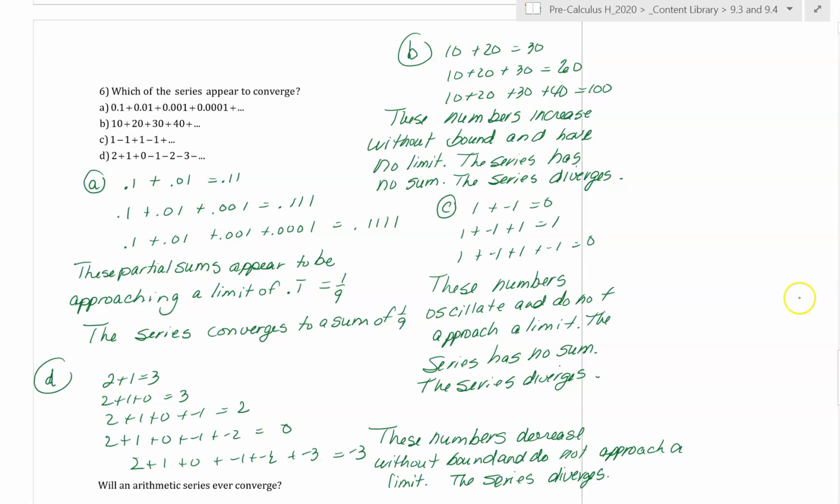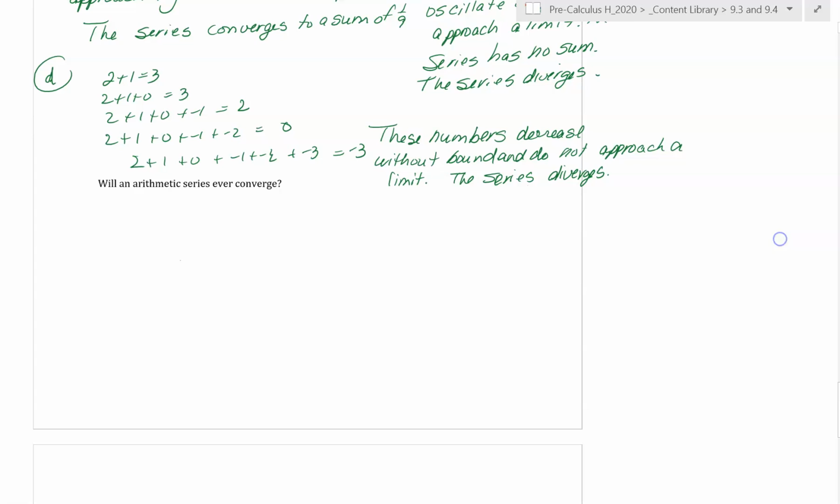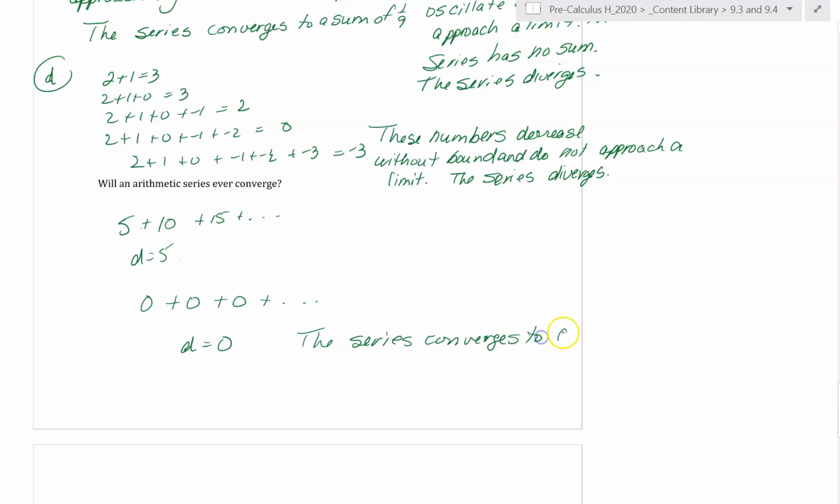So that makes you think, will an arithmetic series ever converge? Thinking about an arithmetic series, you might say no, because for example, if your common difference is 5, it just keeps getting larger, or in part D it got smaller. However, consider the series 0 plus 0 plus 0, where the common difference is 0. This series is not arithmetic in the usual sense, but the series converges to 0.